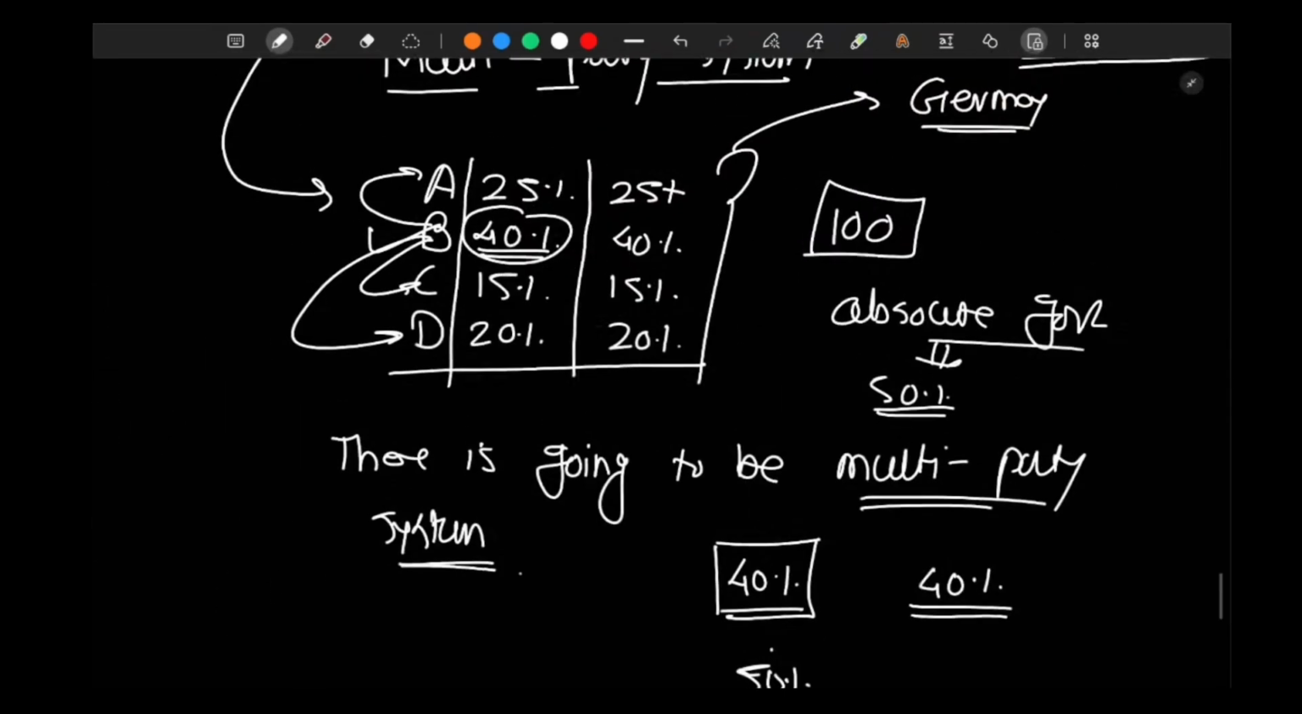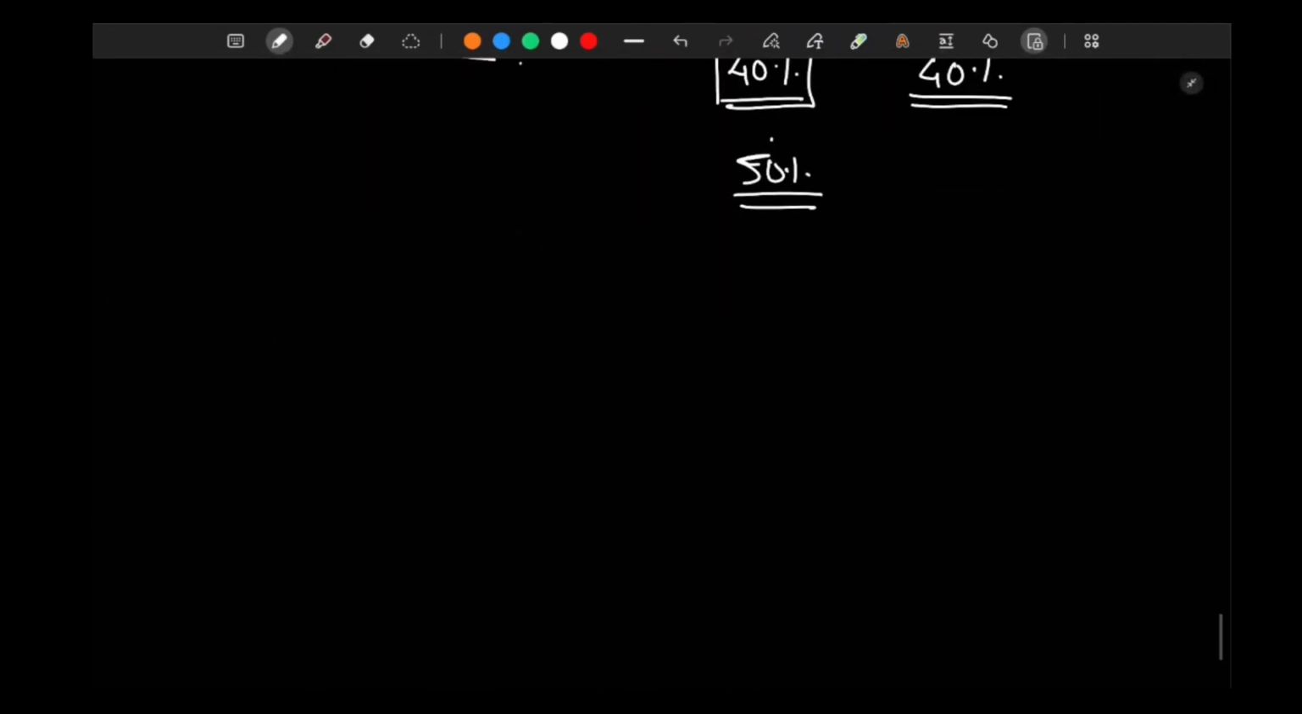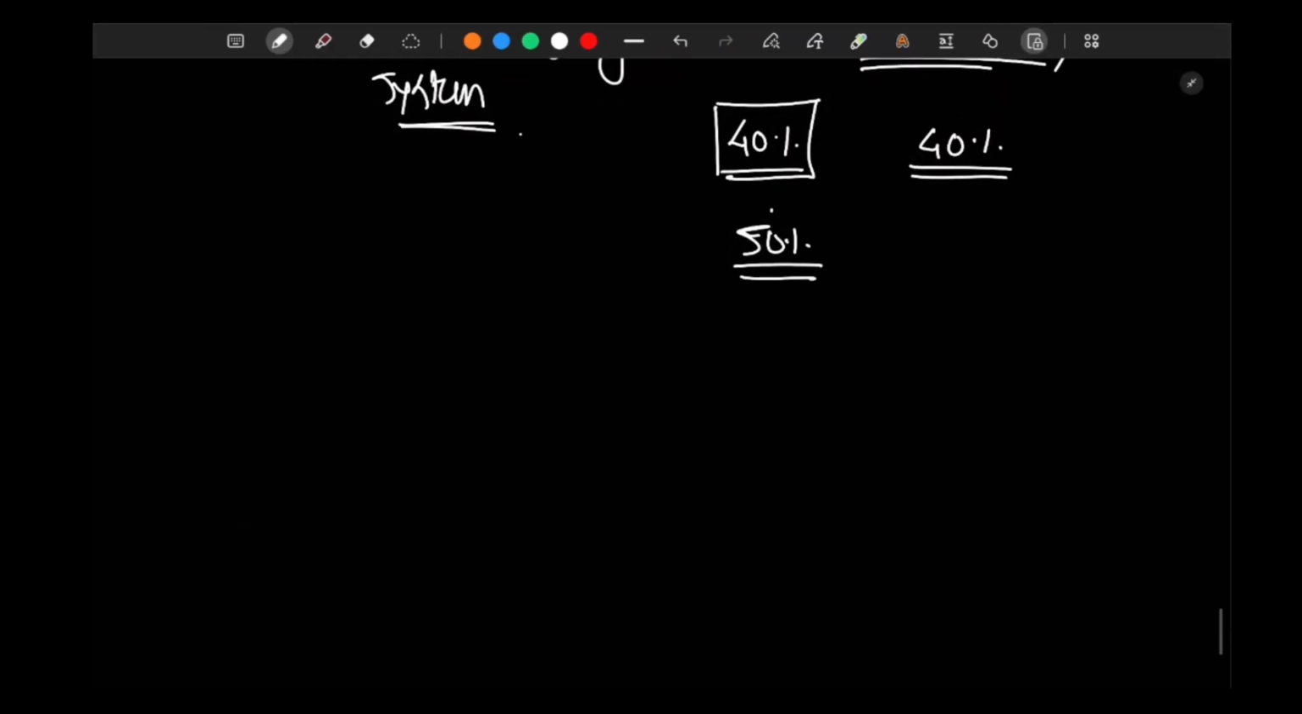Now this is the principle which Duverger gives, right? If I have to summarize this principle in one line, it is going to be like this: if the electoral system is majoritarian, it will lead to a two-party system. If the electoral system is proportionate, it will lead to a multi-party system. But in India, we have FPTP.